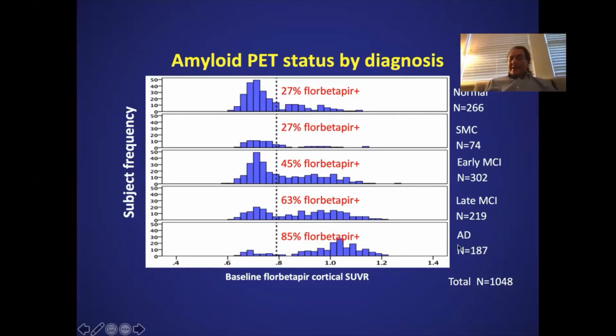And then when you look at the people with dementia due to Alzheimer's disease, in this case, 187, 85% of them were amyloid positive by Florbetapir, but 15% were negative. In other words, these people were diagnosed as having Alzheimer's disease clinically, but they didn't have Alzheimer's disease. So it's a false positive diagnosis.